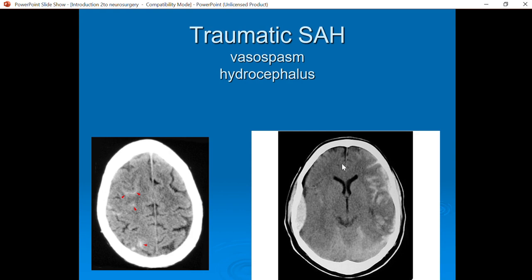Here, this CT scan is showing a small epidural hematoma on the right temporoparietal area. There's no midline shift. Small epidural hematoma on the right side with contrecoup traumatic subarachnoid hemorrhage and brain contusion on the other side. The treatment in this case is conservative.